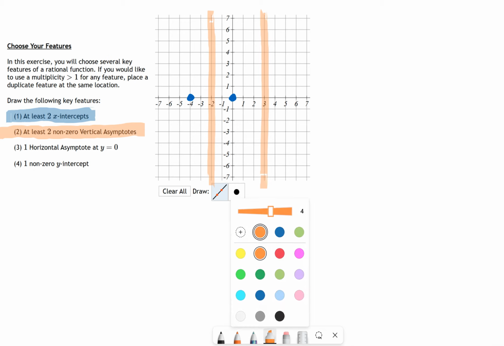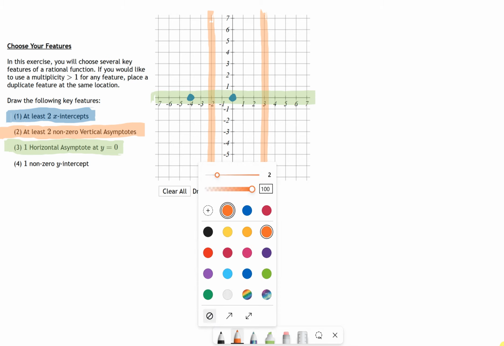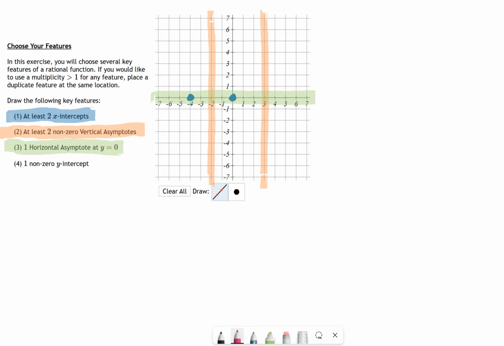Okay, and now it wants a horizontal asymptote at y equals 0. Okay, horizontal asymptote at y equals 0. And now a non-zero y-intercept. Okay, so we'll just stick a non-zero y-intercept on here somewhere. Let's make that red. How about located at -3?